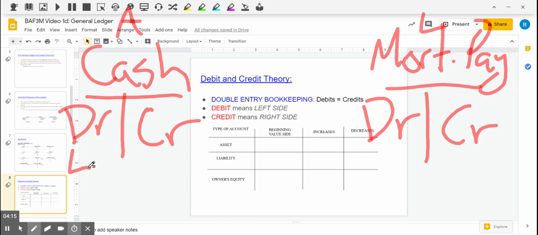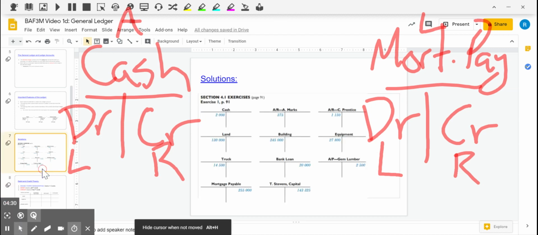it goes on the left. If we're crediting it, it goes on the right. That doesn't matter what type of account it is. That's always true. But what does matter is that debits and credits affect different accounts in different ways. So let me go back a slide and just show you.